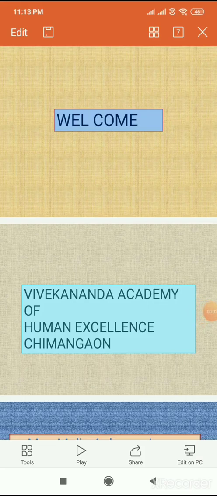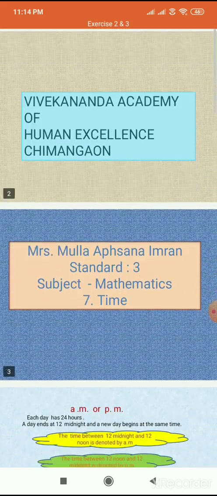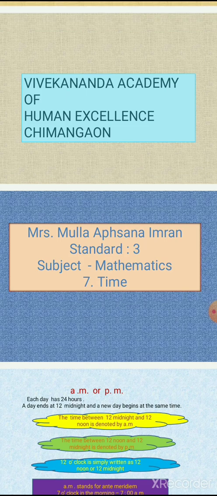Students, you have learned before how to read and write the time. We have solved exercise 1, in which we learned how to read the time. Students, you know that one day has 24 hours. Each day has 24 hours.